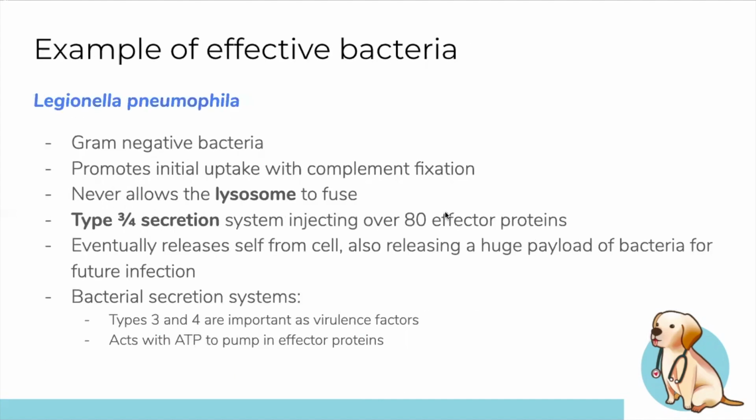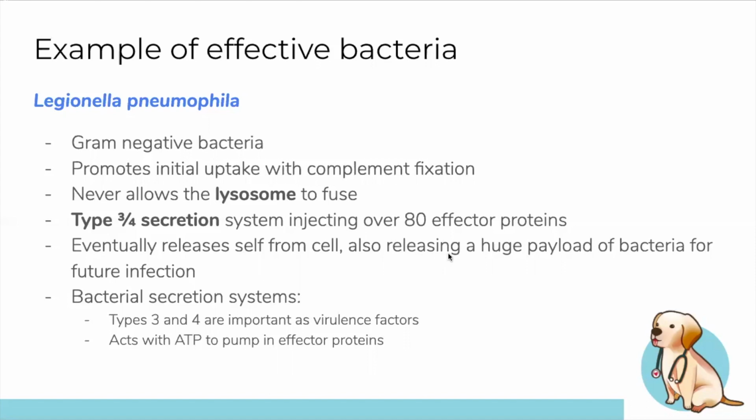Okay, so an example of one that does this quite well is Legionella. It never allows the lysosome to fuse, and it does so by the mechanism we just talked about. It injects a bunch of stuff into the cell, which makes it so that the lysosome doesn't mature properly and doesn't fuse with the phagosome. So I think the keyword here is type 3/4 secretion. I don't know why I highlighted it, but I remember it coming up. So yeah, if I can remember anything, I guess remember that.